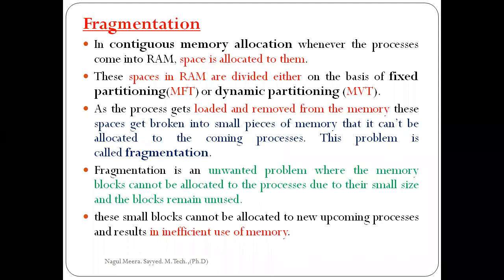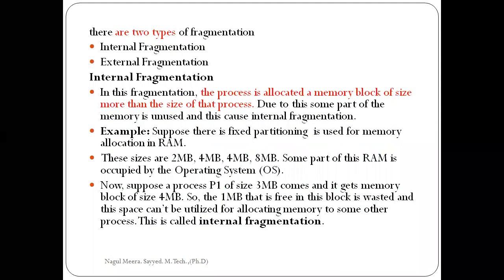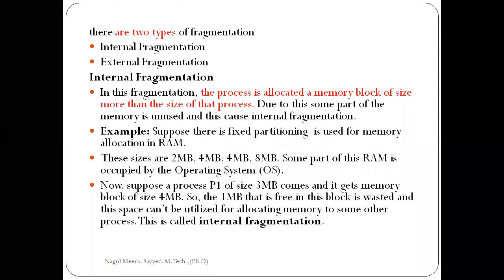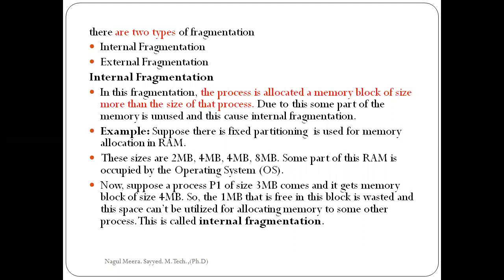Now there are two types of fragmentation. The first one is internal fragmentation, the next one is external fragmentation. Coming to internal fragmentation, what is the meaning of this? In internal fragmentation, a process is allotted a memory block of size more than the size of the process. For example, if our process capacity is 2 MB, it is allotted more than 2 MB of memory, that means 3 or 4. So in internal fragmentation, some memory will be lost. Why? Because process capacity is low, but memory capacity is high. In this case, some memory is wasted. This is internal fragmentation.